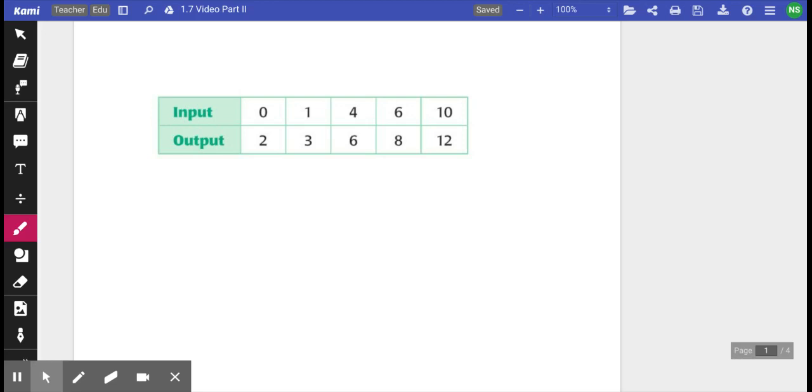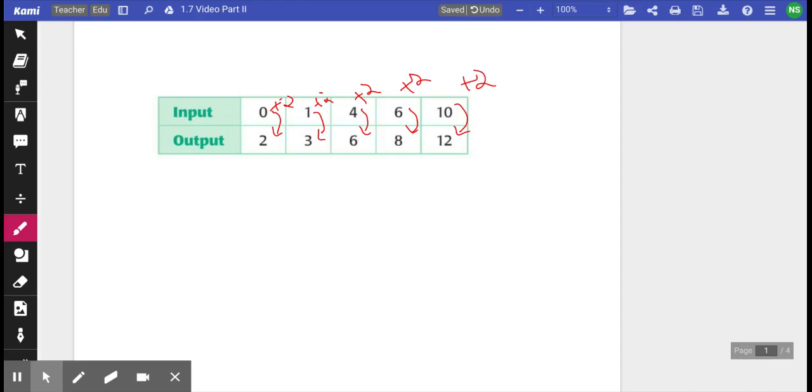So for this one, if I look at the input, to get from 0 to 2, that's plus 2. To get from 1 to 3, that's plus 2. 4 to 6, that's plus 2. 6 to 8, that's plus 2. 10 to 12, that's plus 2. So if I were to say this out loud, I would say, okay, I'm taking my input value, I'm adding 2, and that's what gets me my output value.